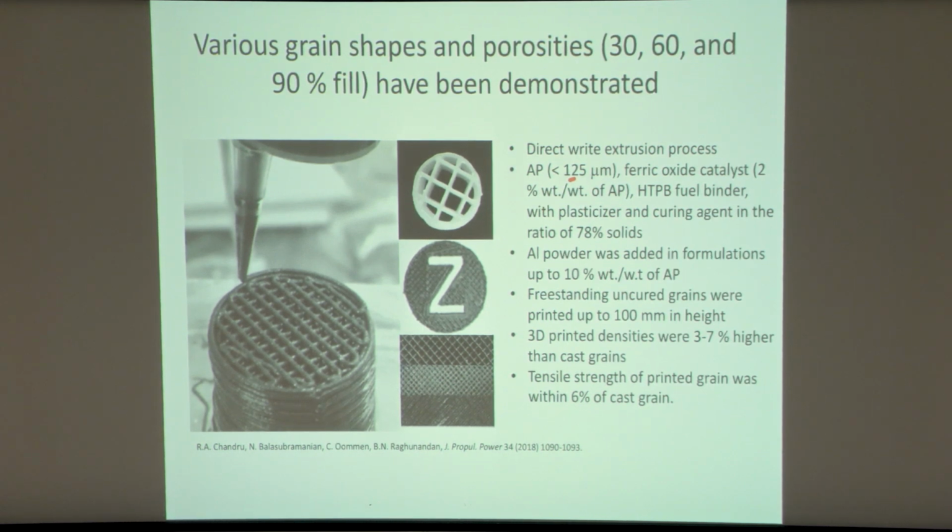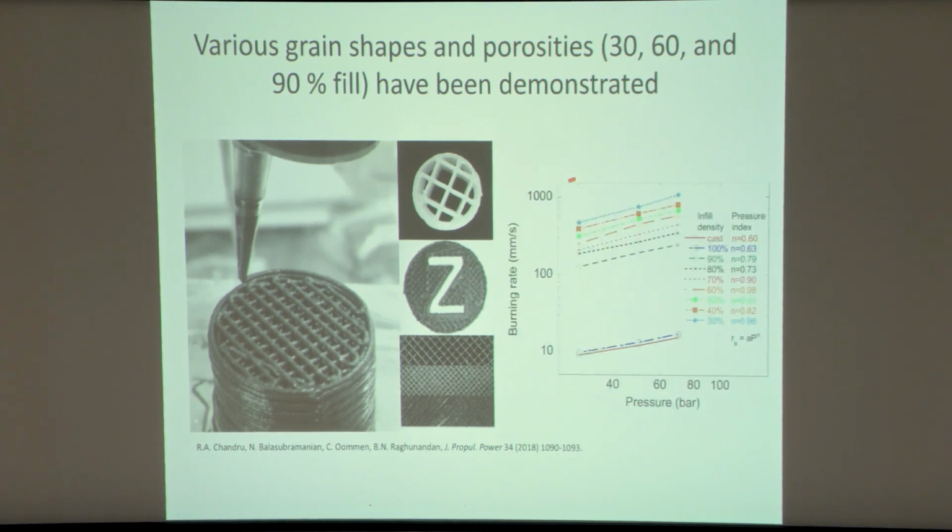So again, this is a big area in energetic materials, how 3D printing can start being applied to generate different macroscopic materials. And if you look at burning rates, what you find again is the 3D printed material gives you at least as good or better burning rates.